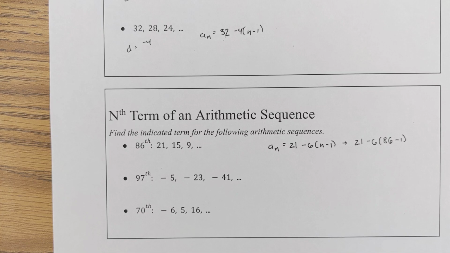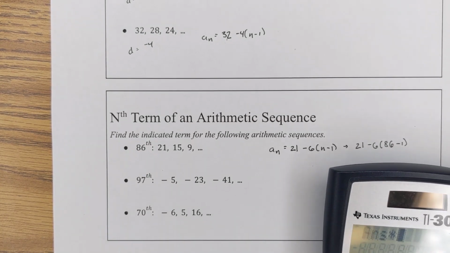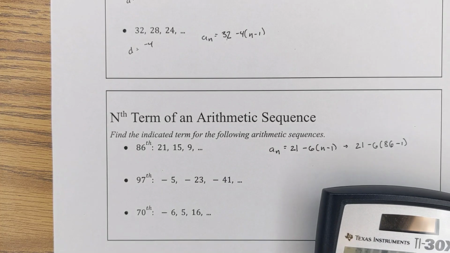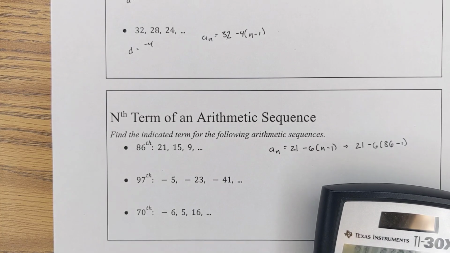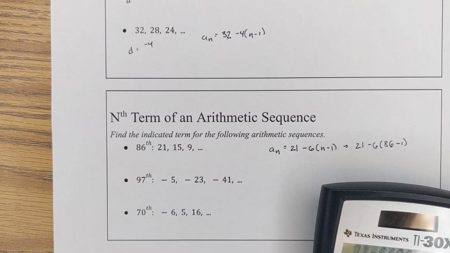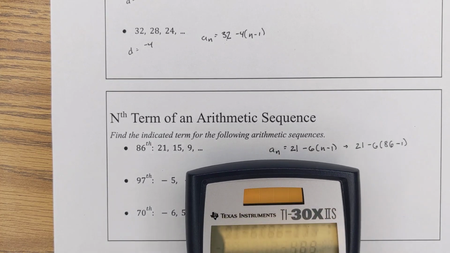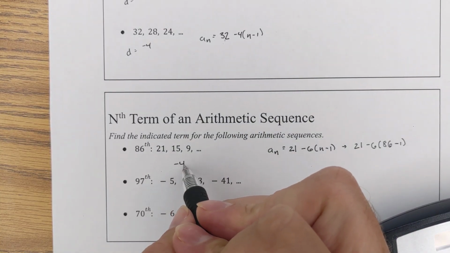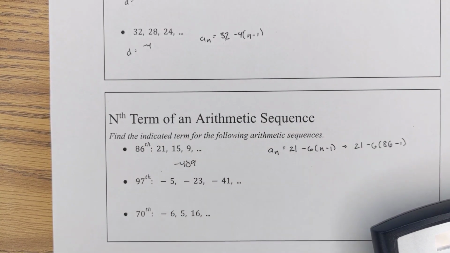So let's see here. 21 minus 6 parentheses, whoops, I got an extra thing in there. 21 minus 6 parentheses, 86 minus 1. So negative 489. So the 86th term would be negative 489. And I just keep repeating that process.